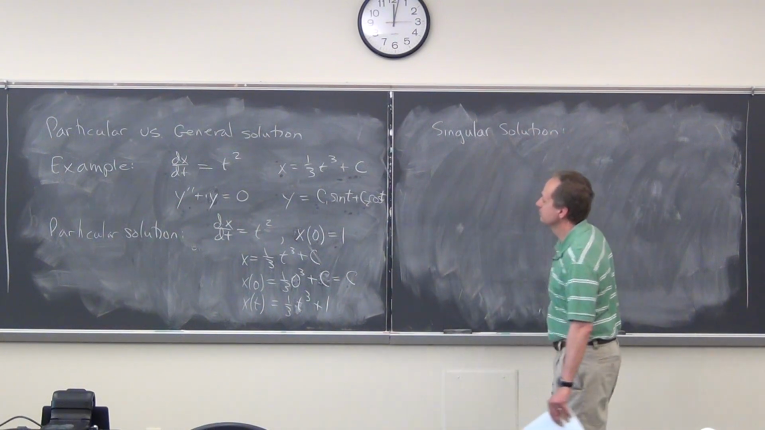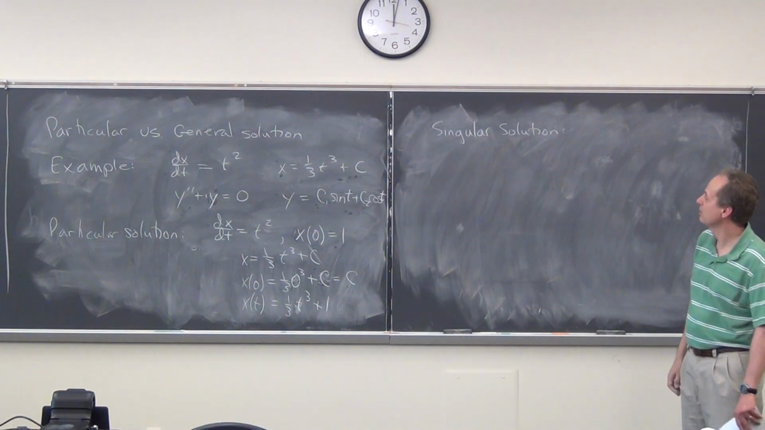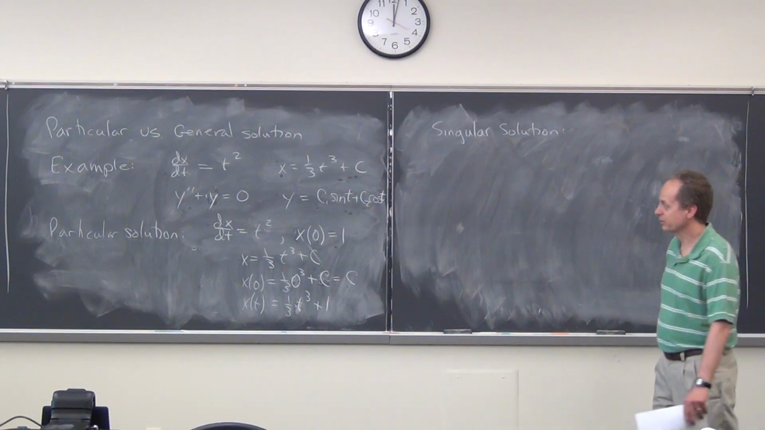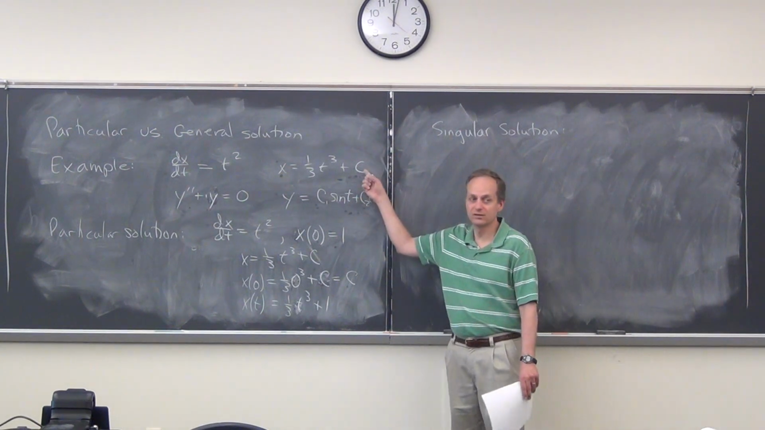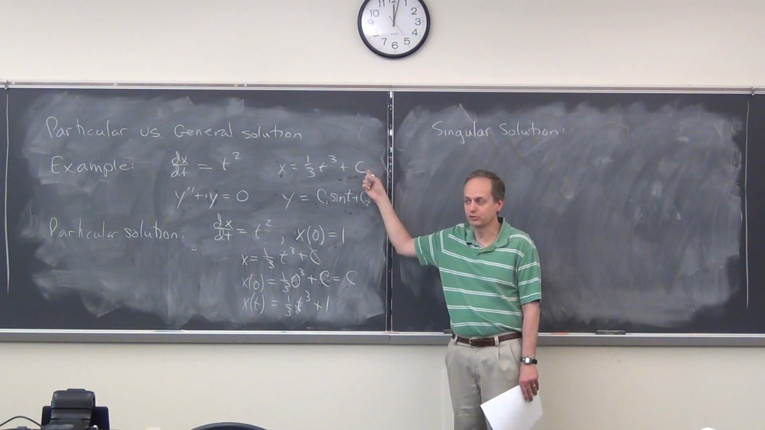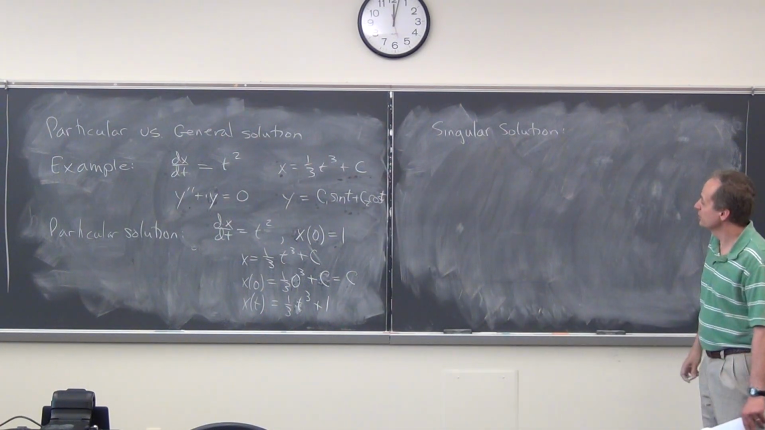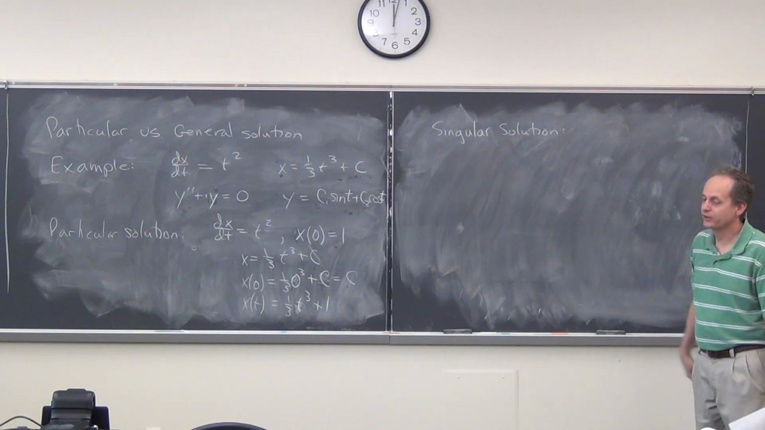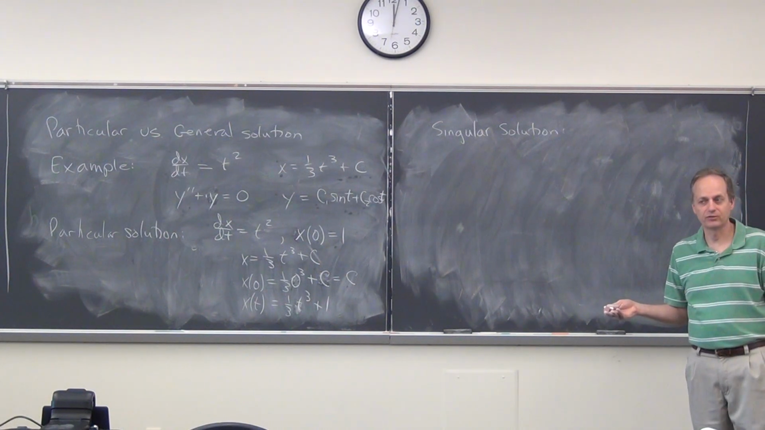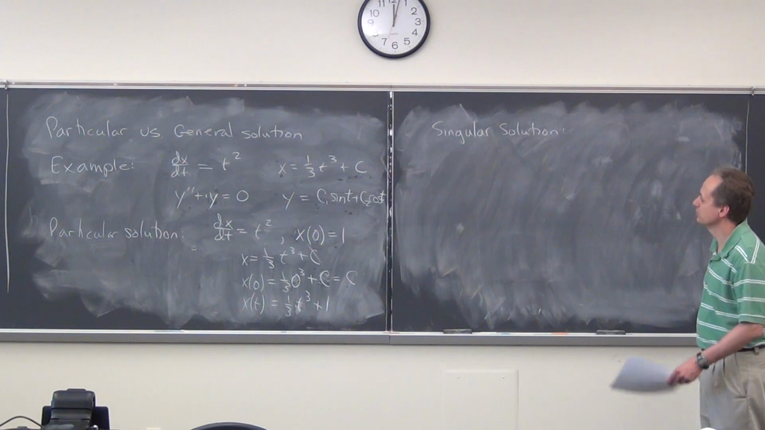Along with the term particular solution, there's also what's called a singular solution. Particular solutions are ones that can be obtained from the family of solutions by choosing a particular constant. Singular solutions are solutions that also satisfy the differential equation but can't be obtained from the parameter solution, the general solution.